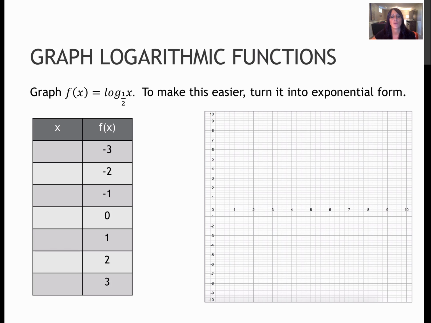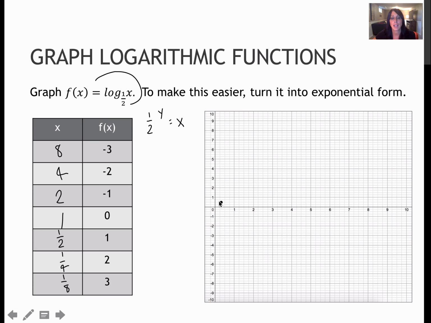Here now is a base of 1/2. So again, if I were turning this into exponential form, it would be 1/2 to the y equals x. Again, we're just going to plug in those f of x values. We're plugging in the y values essentially. So this is 1/2 to the negative third. So 1/2 to the negative would now flip it over to make it 2. So I've got 2 to the third, which is 8. 1/2 to the negative 2 would be 2 to the positive 2, which is 4. 1/2 to the negative 1 would be 2. 1/2 to the 0 is 1. This, of course, would be 1/2, and then 1/4, and then 1/8.